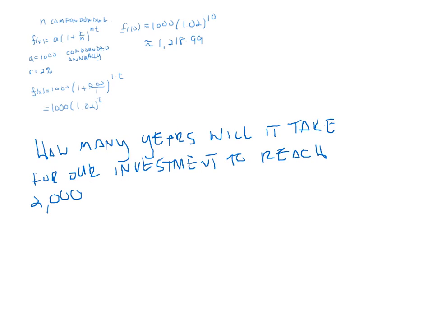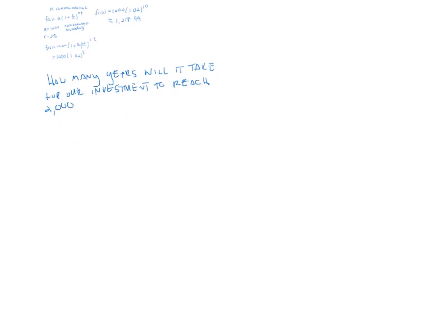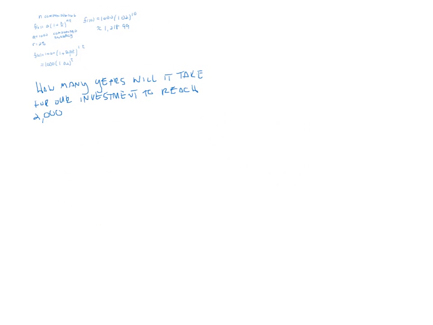Okay, so again, we're going to use the same formula, the same equation that we used before. So we have f of x is equal to 1,000 times 1.02, all raised to the t. In the last example, we were given time and we were asked to find f of 10. Here, we're given f of x equal to 2,000 and we're asked to solve for t.